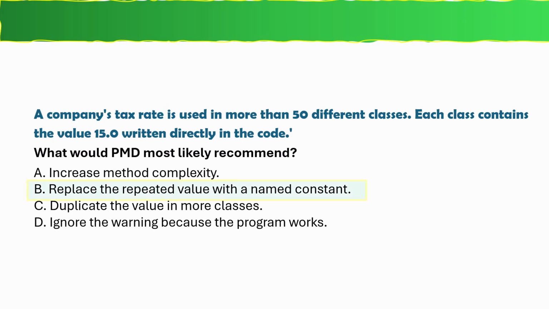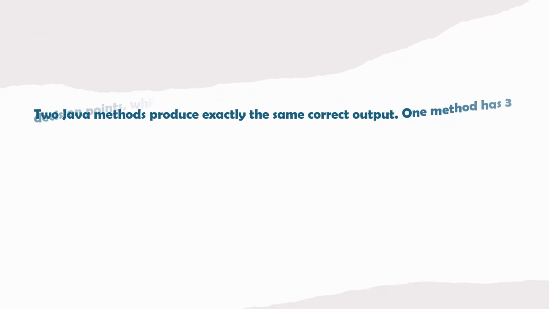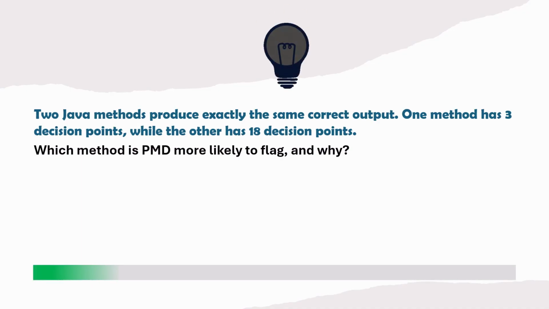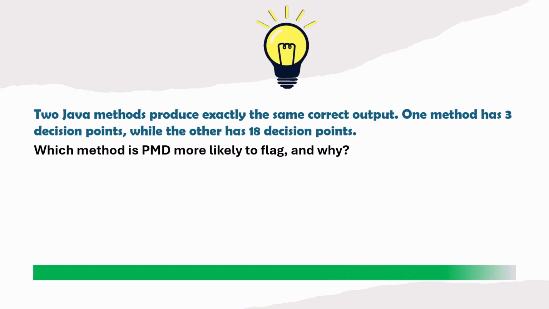The correct answer is B. PMD discourages hard-coded literals because they reduce flexibility. Using a named constant makes future changes easier and improves maintainability. Two Java methods produce exactly the same correct output. One method has 3 decision points while the other has 18 decision points. Which method is PMD more likely to flag and why?